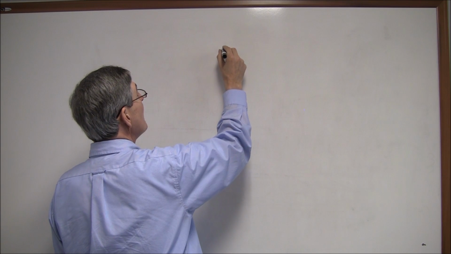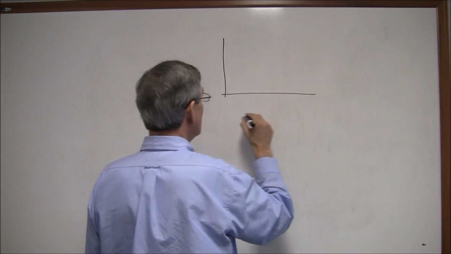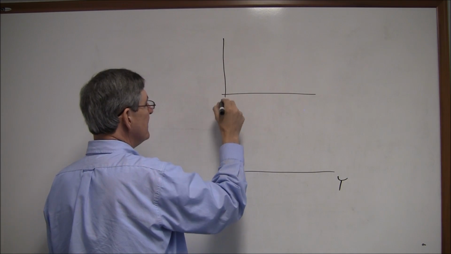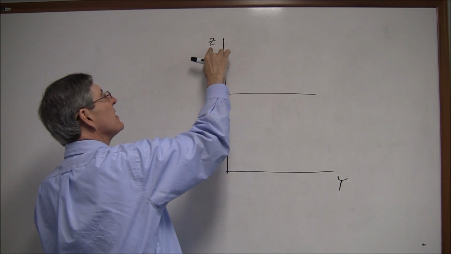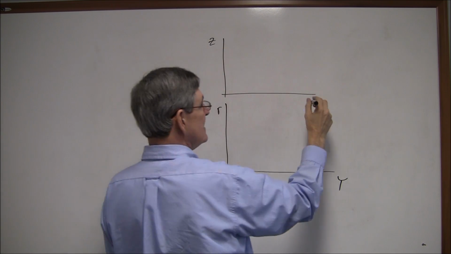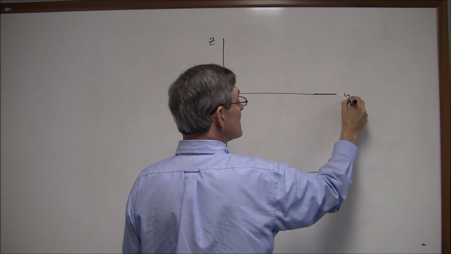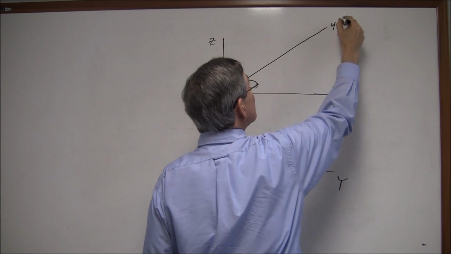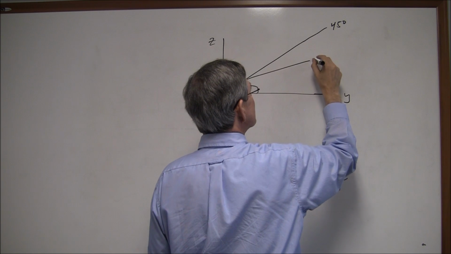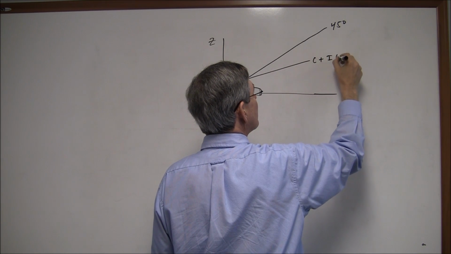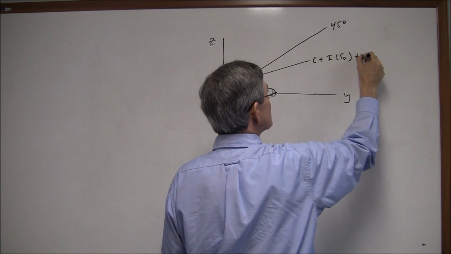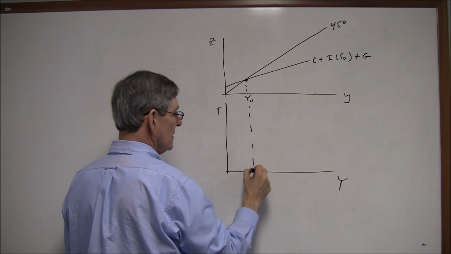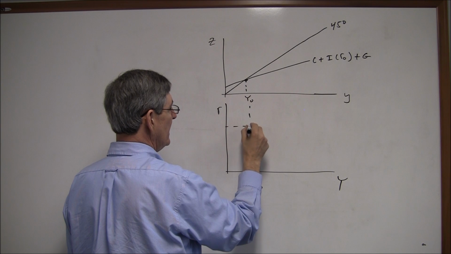So we know that to derive it, we need this 45-degree line put together with this Y and R graph. So this is Z. I'd prefer to call this E for expenditures, but the book calls it Z. Can't help that. There's Y. So let's start off with here's our 45-degree line. And here's C plus I of R0 plus G. So our starting point is this point Y0 and R0.